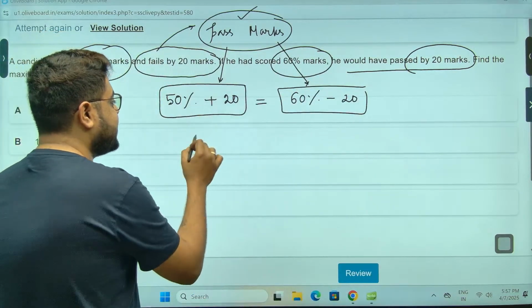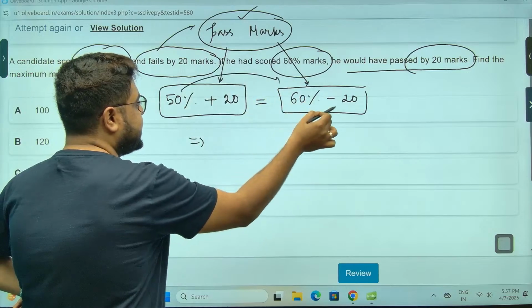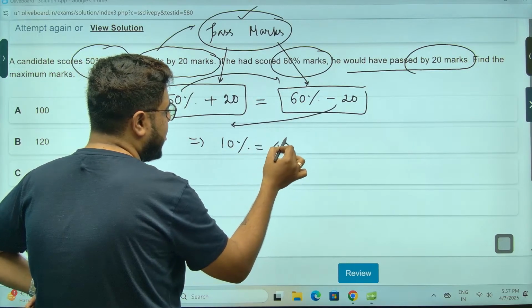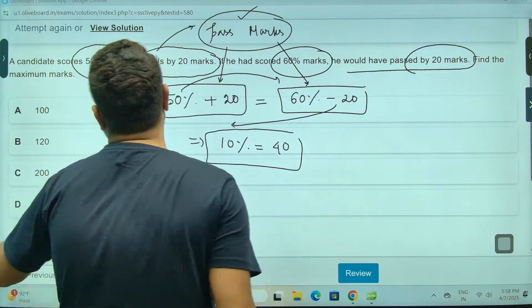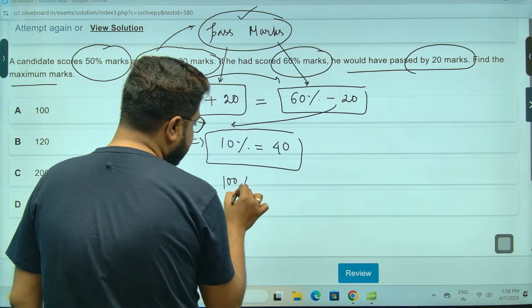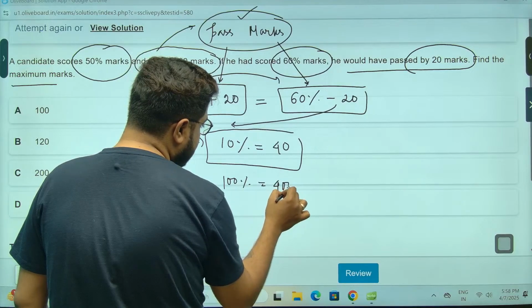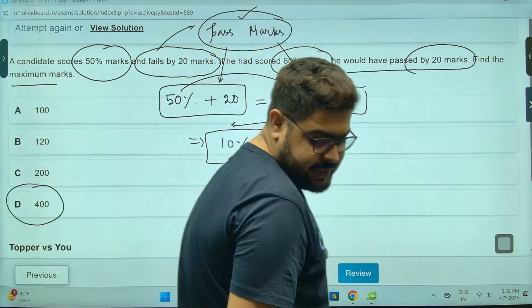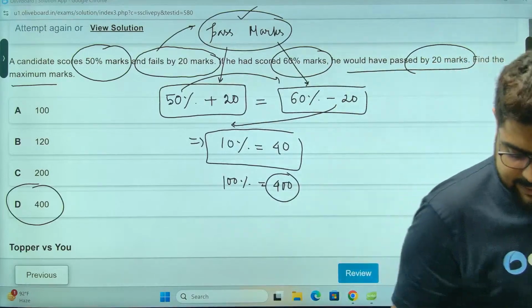Calculate, sir. Take this to this side, take this to this side. So 10% would have been 40. What are they asking? Maximum marks is always 100%. So 100% will be 400. Option number D, sir.